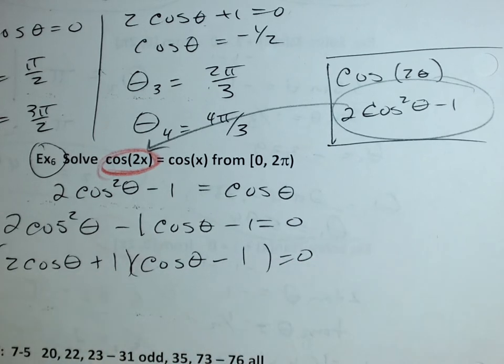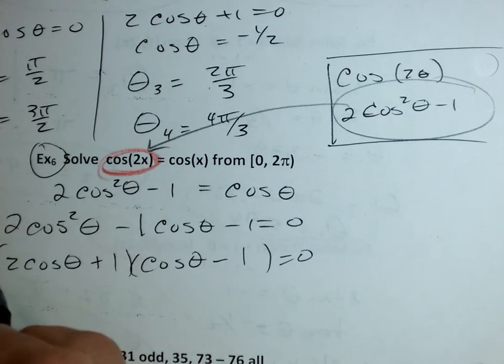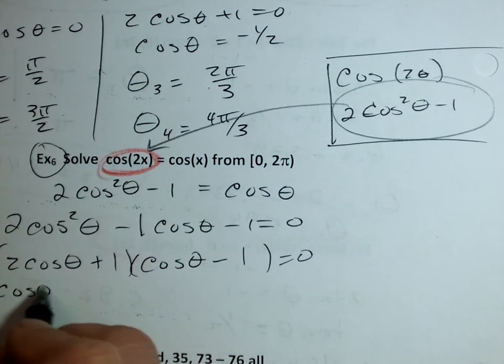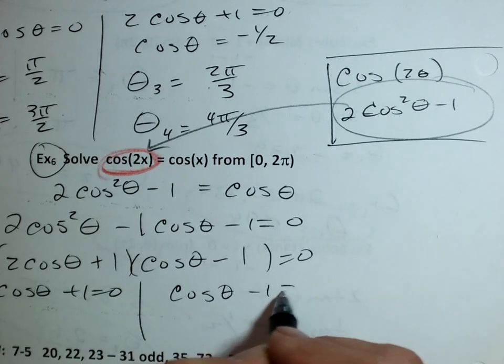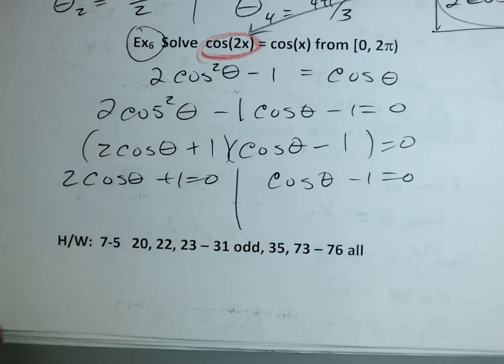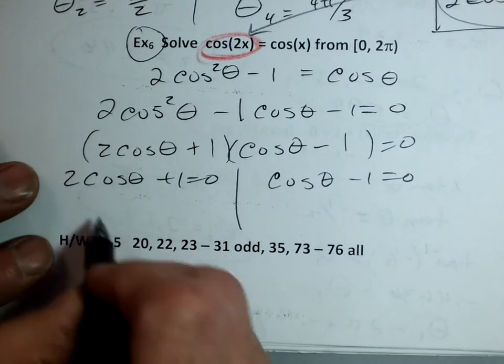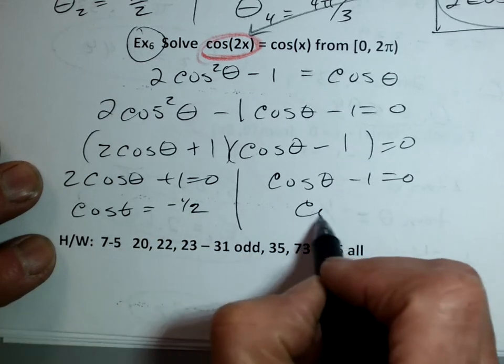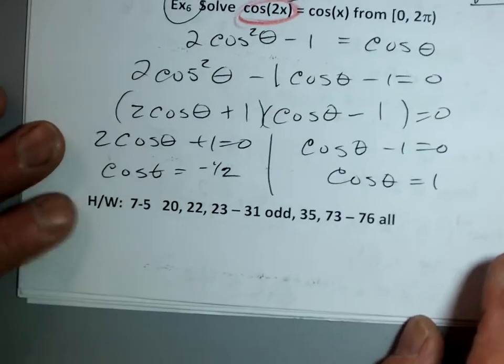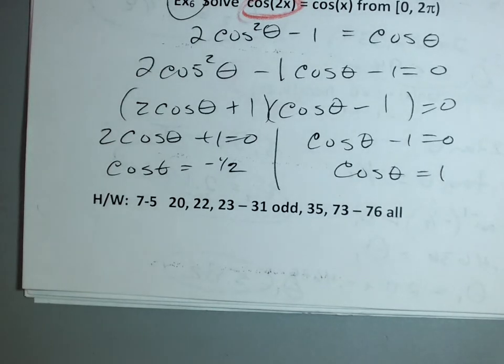Okay, how am I doing? I've got my mini equations, right? I've got 2 cosine theta plus 1 equals 0, and cosine theta minus 1 equals 0, right? Cosine theta equals negative 1/2. Cosine theta equals 1. Did I go too fast on that? So I just solved one: minus 1 divided by 2, right? And here it's plus 1, okay?